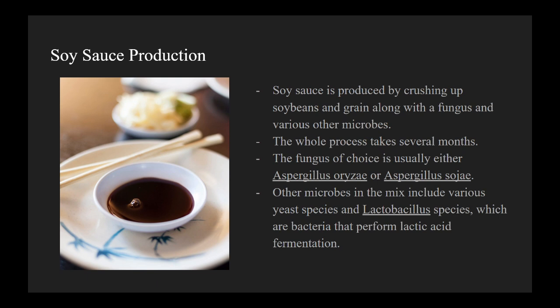Okay, next, soy sauce. You crush up a bunch of soybeans and wheat with salt water, and then you add a fungus and various other microbes. The whole process takes several months of fermentation, and the fungus of choice is usually one of two different species of mold, known as either Aspergillus oryzae or Aspergillus sojae. These are inoculated onto the mixture of grain and soybeans. So you're intentionally putting these on, whereas other microbes like yeast species and Lactobacillus species just pop up naturally because they're already within the mixture.